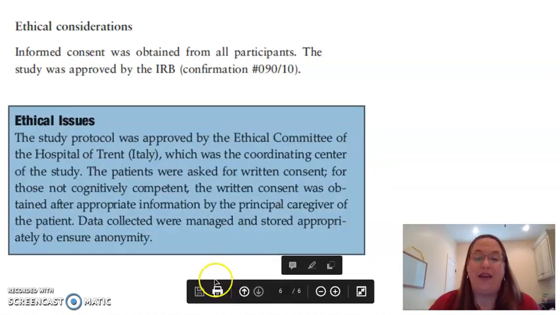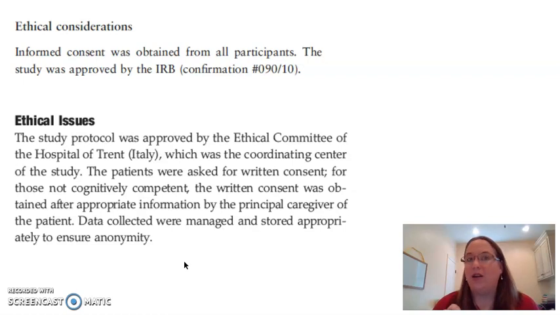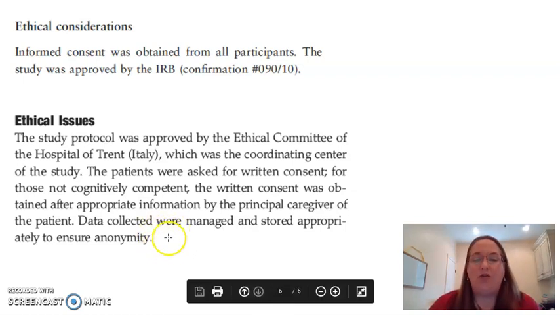And then they added an extra little blurb about how they kept the data secured. Sometimes you'll see that they store it in a password protected Excel file or in a locked filing cabinet. You don't always see that. But in this article, the researchers felt it important for you to know that.